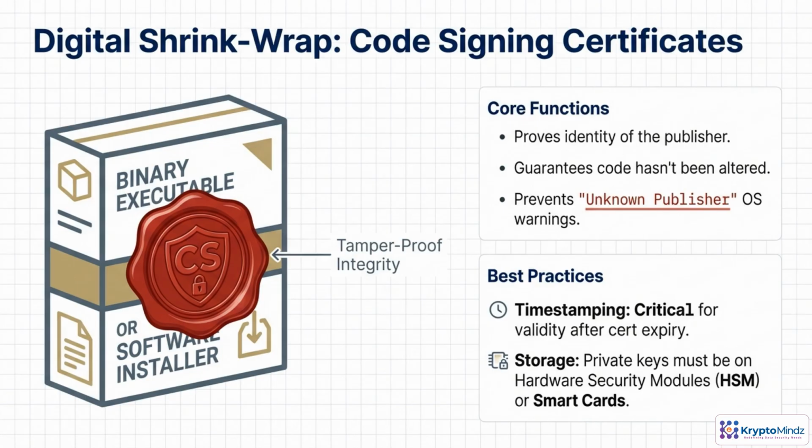Code signing is like digital shrink wrap for software. When a developer signs an installer or binary with a code signing certificate, they're attaching their verified identity and a digital signature to that file. Your operating system then checks that signature against trusted certificate authorities. If it matches, you see a trusted publisher instead of an unknown publisher warning.